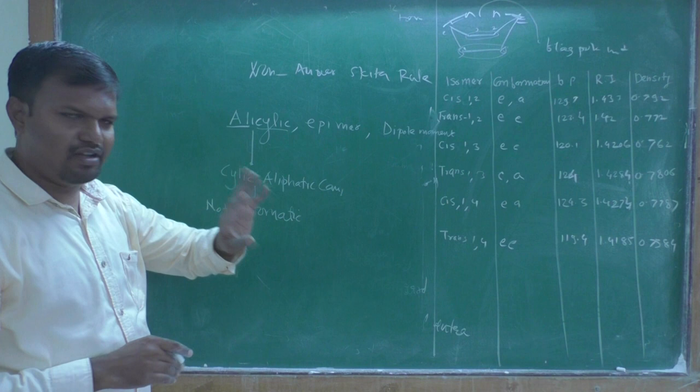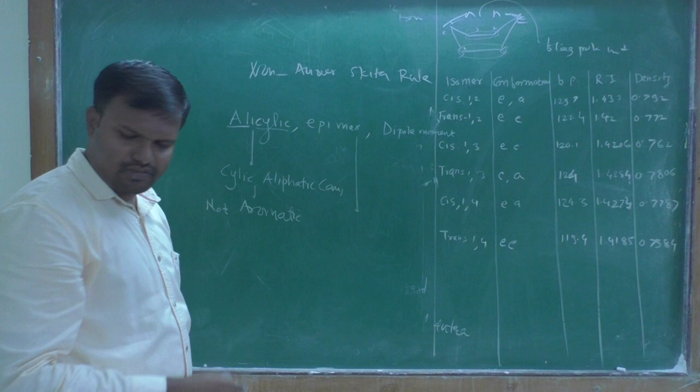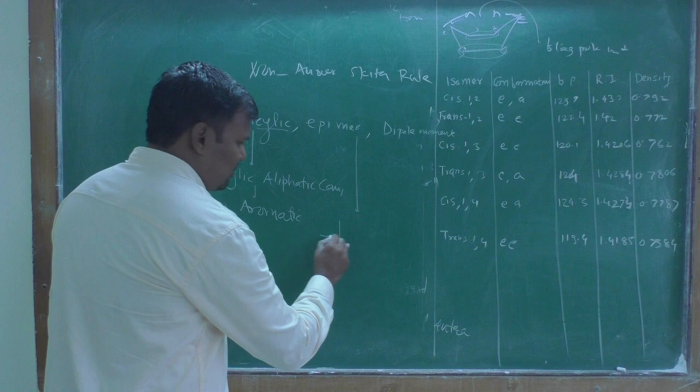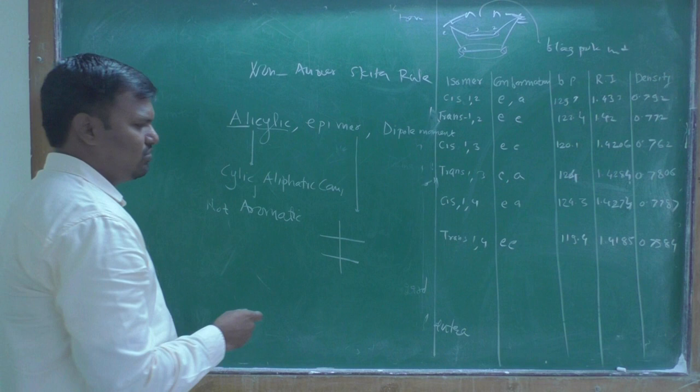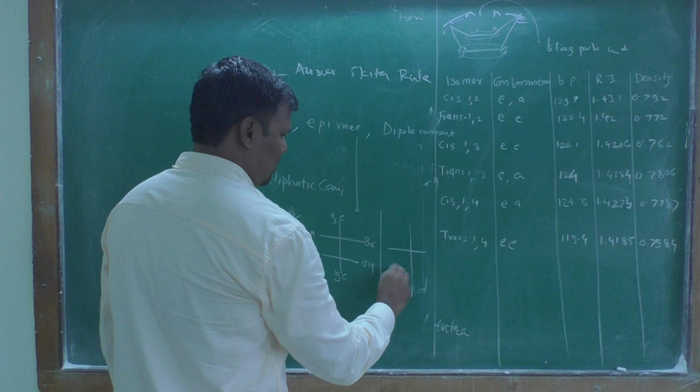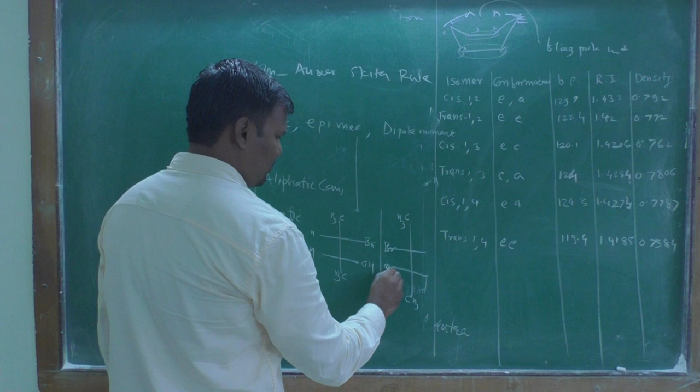What about epimers? Epimers are diastereoisomers. Remember, epimers are diastereoisomers. Firstly we discuss stereoisomers, then what the meaning of epimers is. Okay, suppose we have a compound like that. This compound we have.